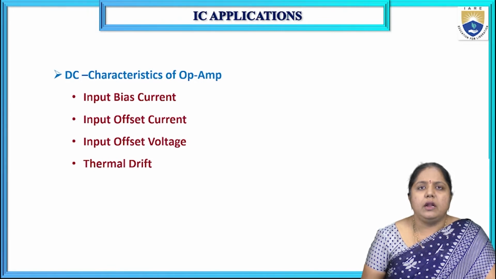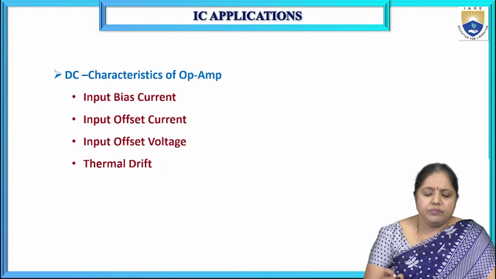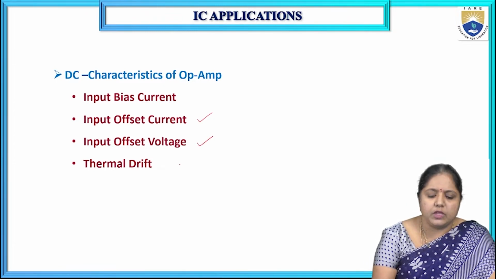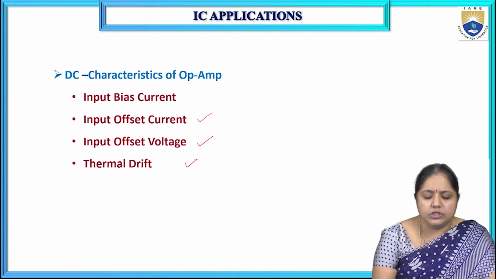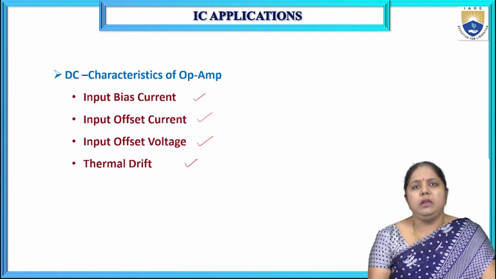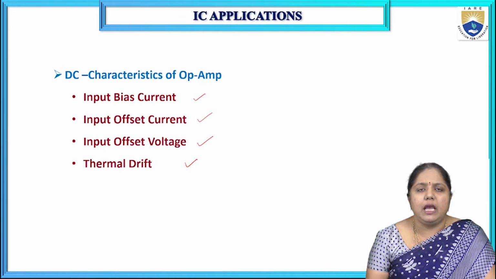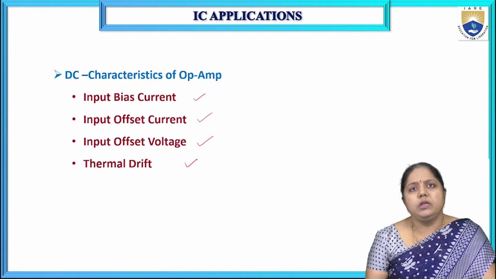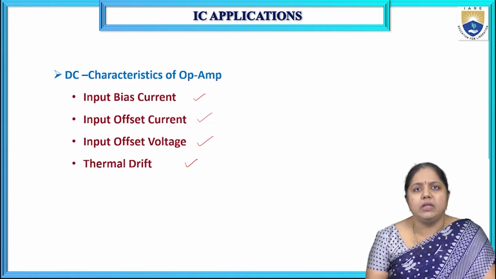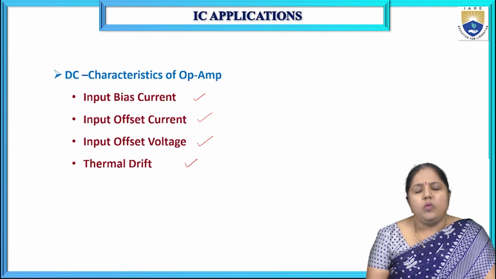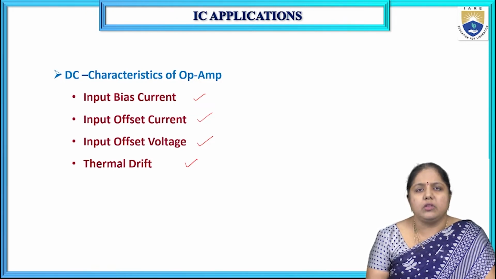Here, under the DC characteristics, we are discussing the input bias current, input offset current, input offset voltage, and thermal shift. These are the main four DC characteristics of the operational amplifier. In contrast to these DC characteristics, we also have the AC characteristics. Basically, what are the DC characteristics and what are the AC characteristics?